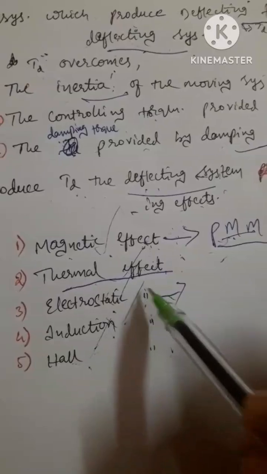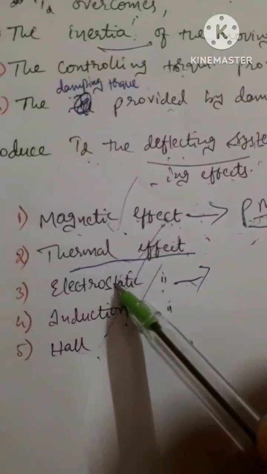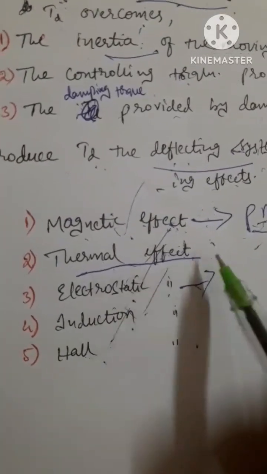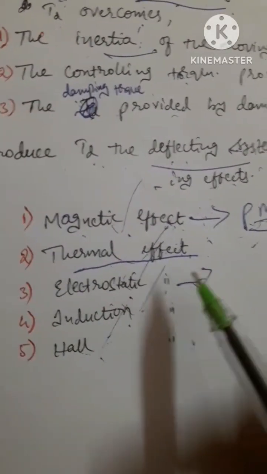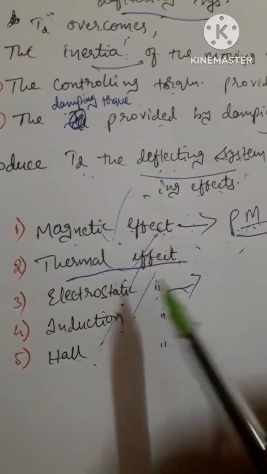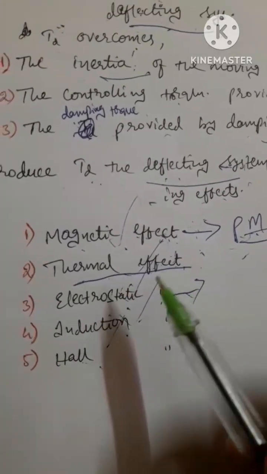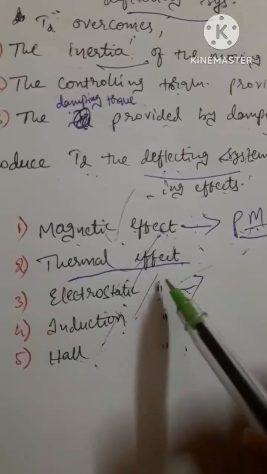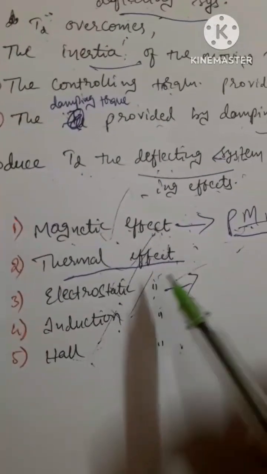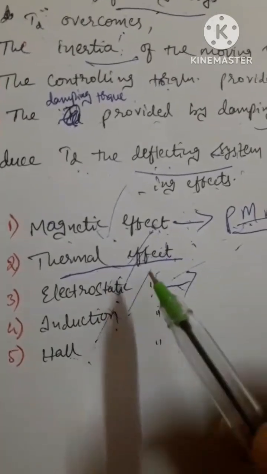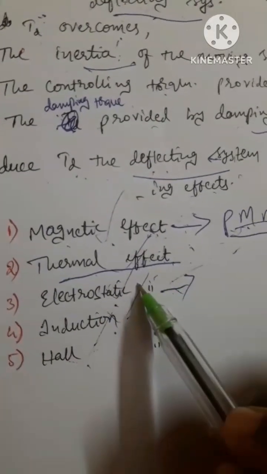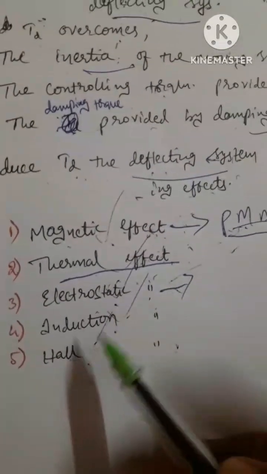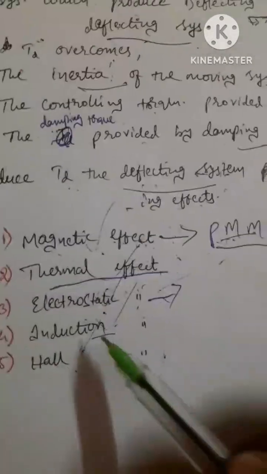The electrostatic effect means when two plates are charged, a force is exerted between them. When the force is exerted, one of the plates moves. This effect is known as the electrostatic effect, used in electrostatic instruments. So next one is induction effect.